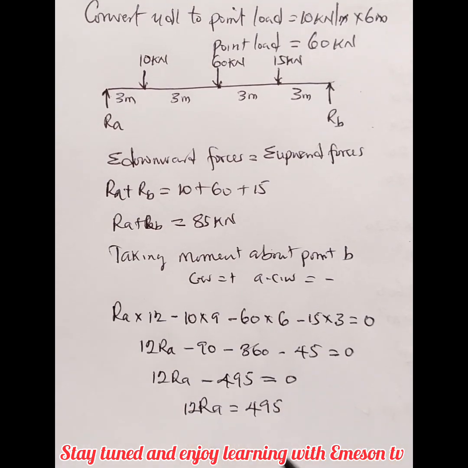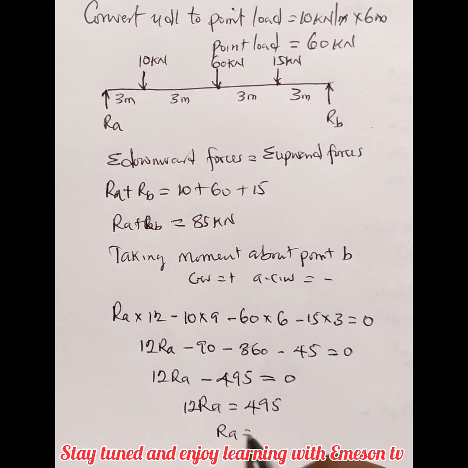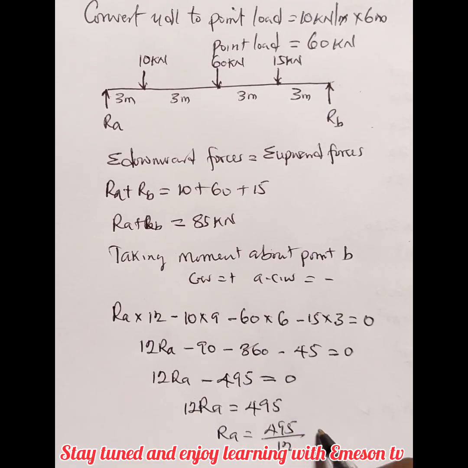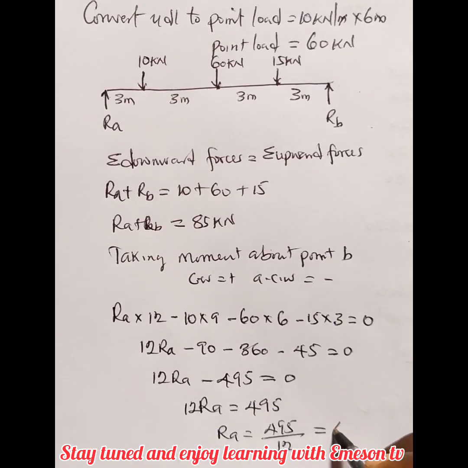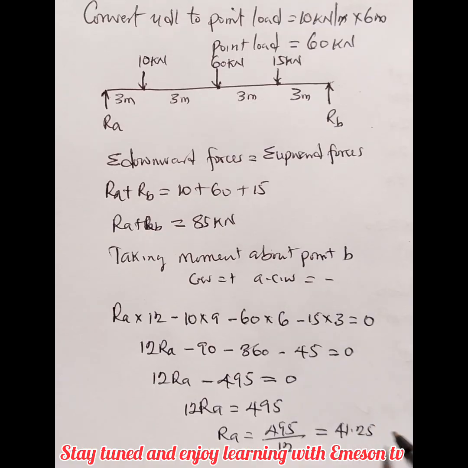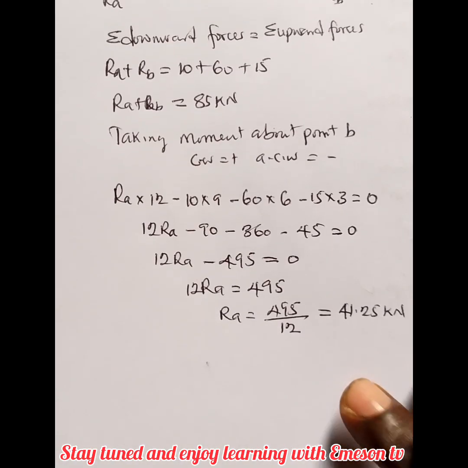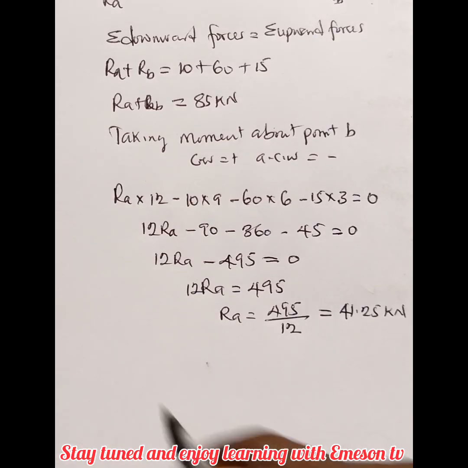I have 12 R_A. So therefore our R_A finally becomes 495 over 12, which is equal to 41.25 kilonewton. So the next thing for us to do is to find R_B.